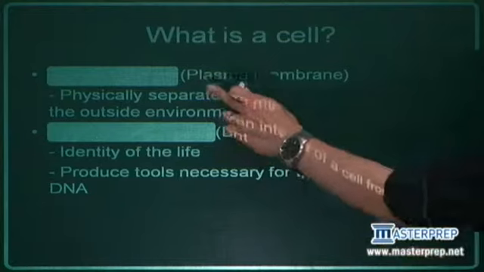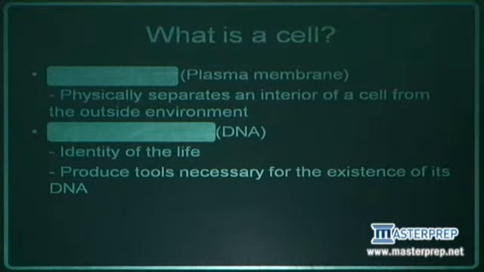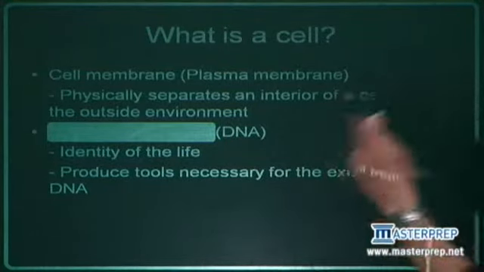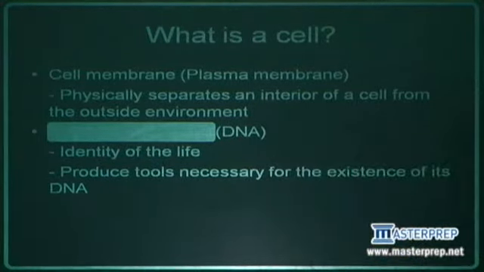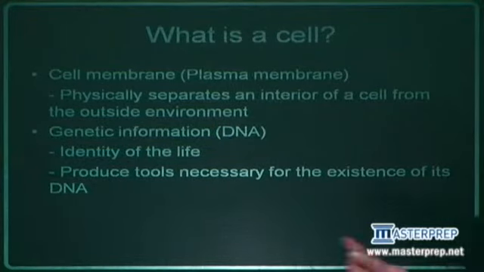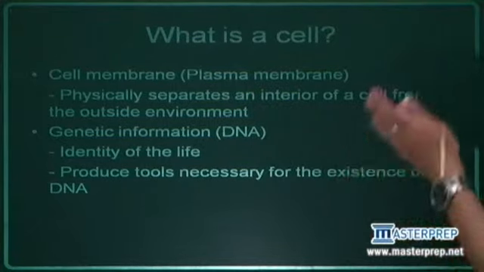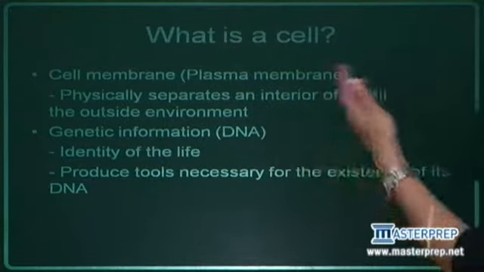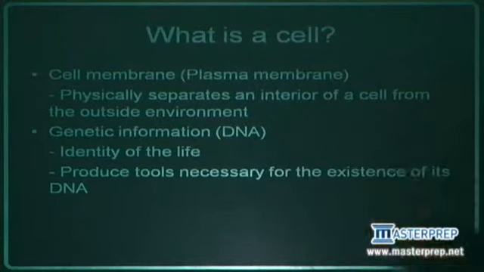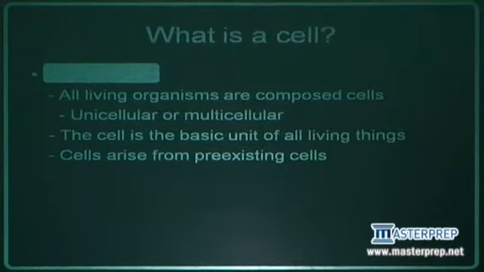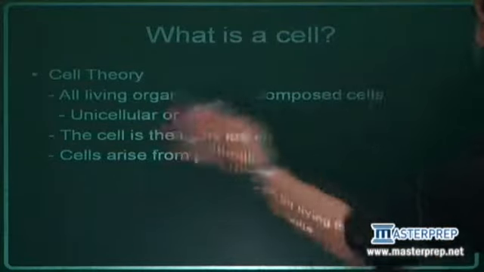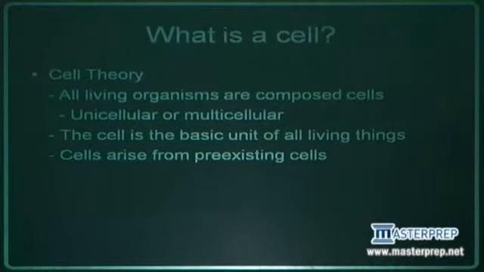Okay, so synonym with the plasma membrane is, of course, cell membrane. It's too easy, right? And the DNA, or deoxyribonucleic acid, is the same as genetic information, right? So these two are the basic two criteria for something to be a cell or an organism. And cell theory states these three things.